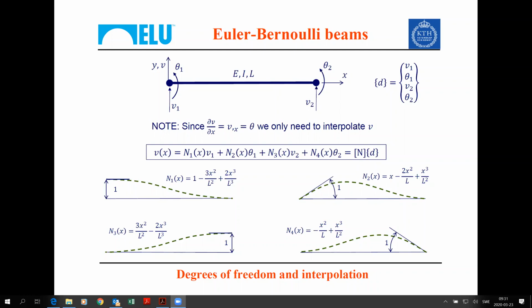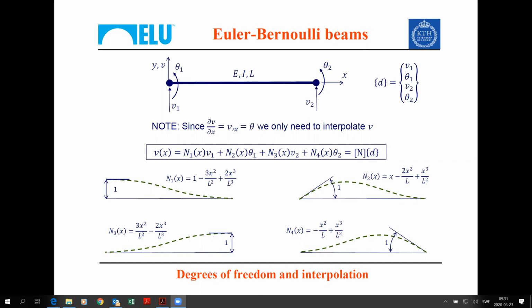So N1 of x should have value equal to 1 for x equal to 0. Its first derivative at x equal to 0, which is theta 1, should also be 0.